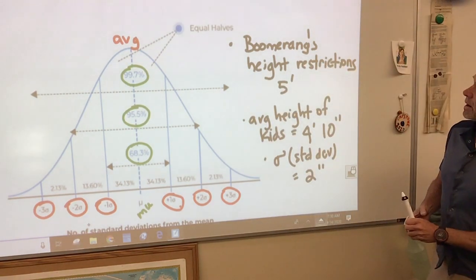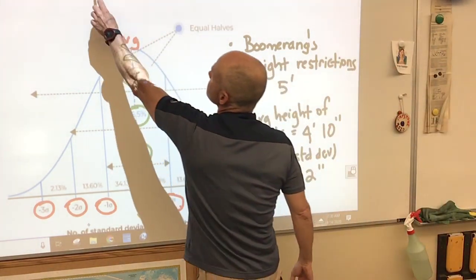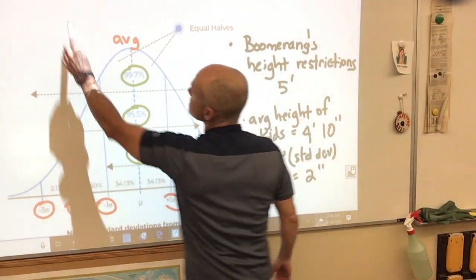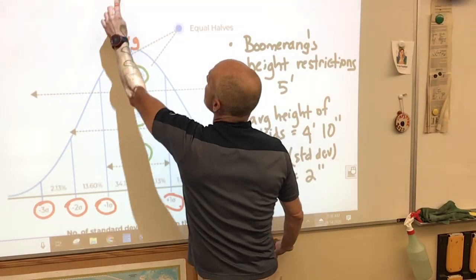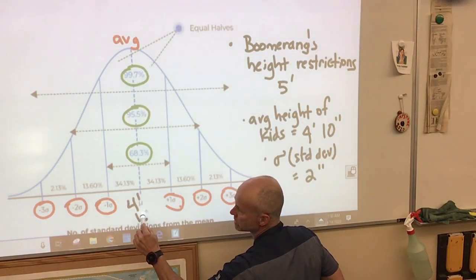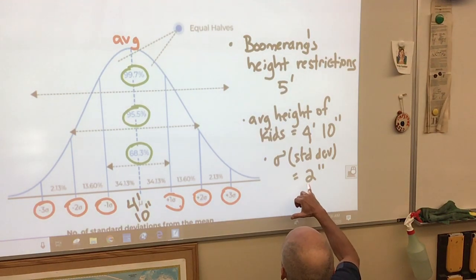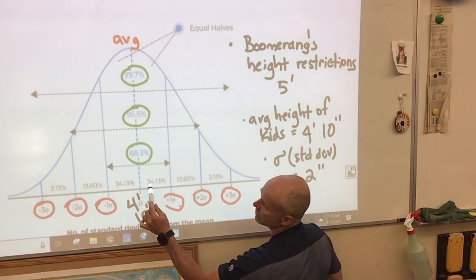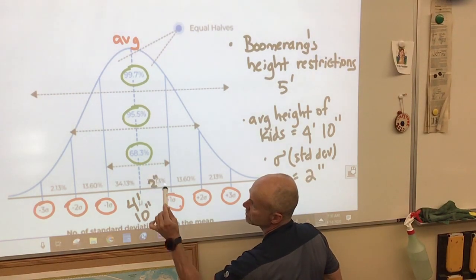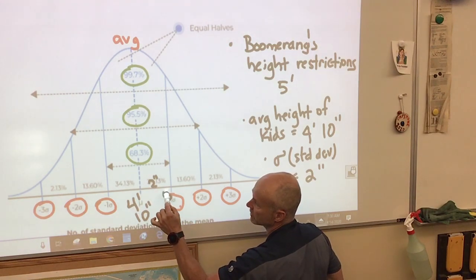All right. So let's say the average height of kids is 4 feet 10 inches, with a standard deviation of 2 inches. So this here is 2 inches. So 4 feet 10 inches plus 2 inches gives me 5 feet.